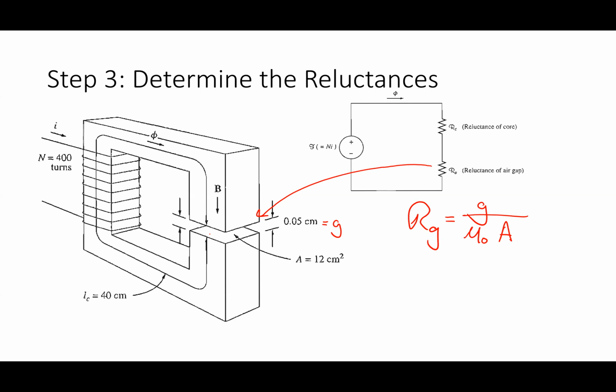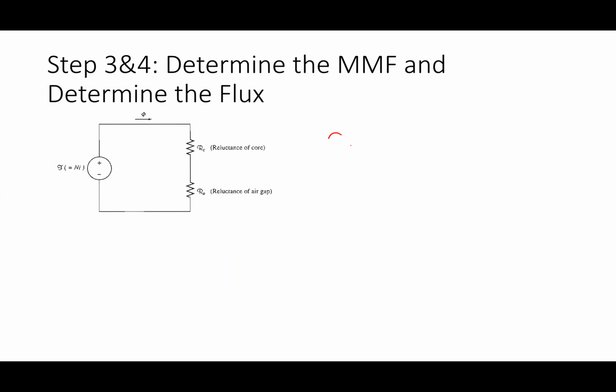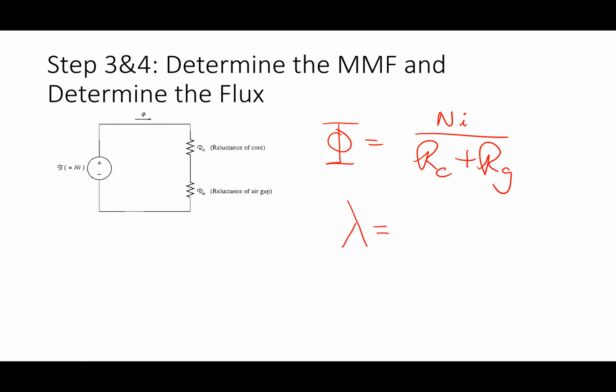All right. If I want to figure out the phi in this circuit, how do I figure out the phi? Yeah, it's the Ni divided by the reluctance of the core plus the reluctance of the gap. Now I could put some numbers in there, but I don't want to. How do I get the flux linkage? Yep, it's N times phi. How do I get L?